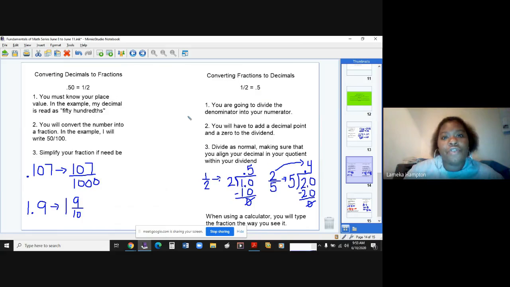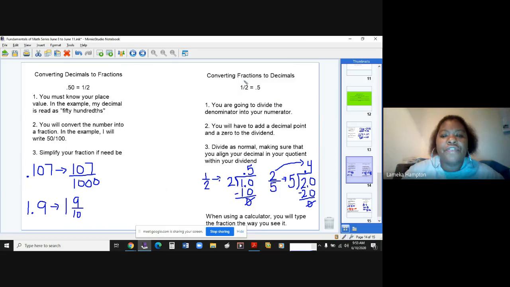Converting decimals to fractions, again, making sure that you know your place value. In the example, my decimal is read as 50 hundredths. Because I'm reading that as 50 hundredths, I am going to put that number as a fraction. So when I say 50 hundredths, I'm writing it 50 over 100. And of course, I'm going to simplify that to 1/2. And of course, we have the examples down here for you of how we did that.